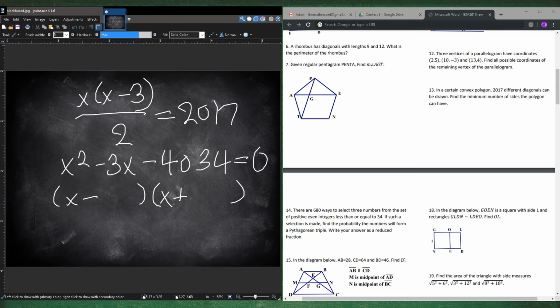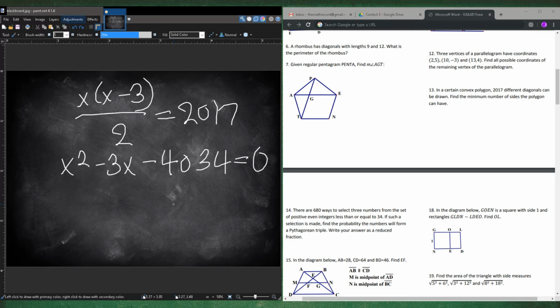So we have 2017 different diagonals in a certain convex polygon. Find the minimum number of sides the polygon can have. So we have x times x minus 3 divided by 2 is equal to 2017. So, sorry, you can't factor this out because 2017 doesn't work.